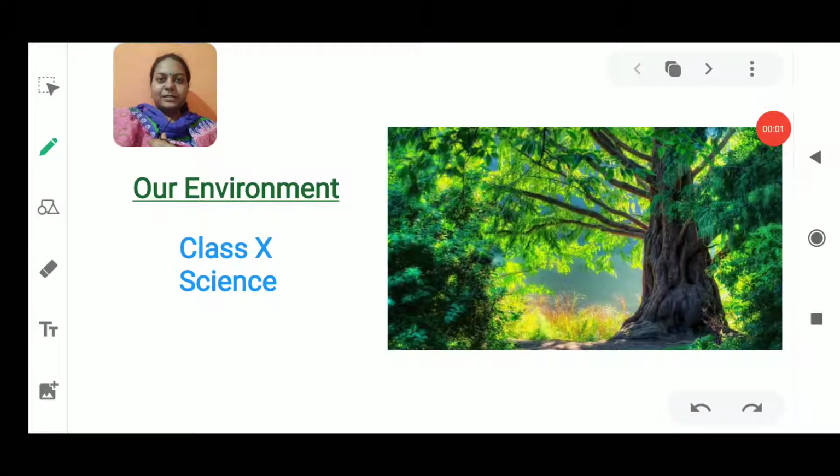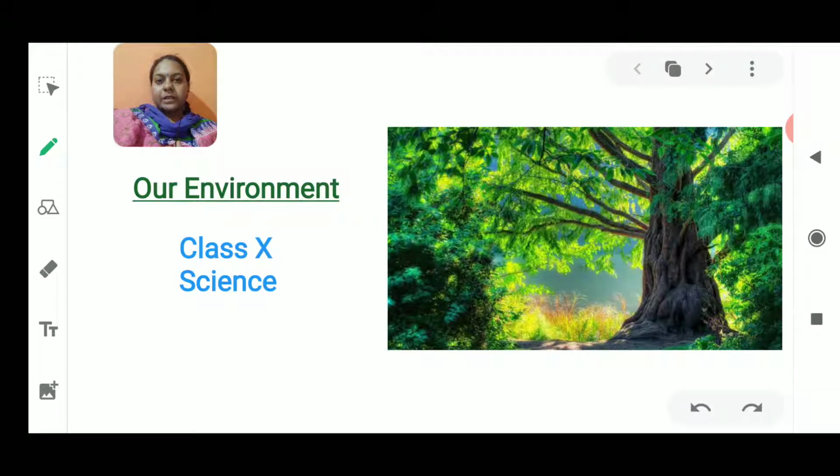Hello students, I am here with another video from the class 10th NCERT book, and the name of the chapter is Our Environment. So this is again a new chapter from your NCERT book of class 10th, and as the name suggests, Our Environment. So we'll study the complete picture of our environment.